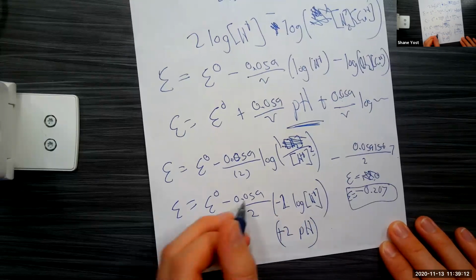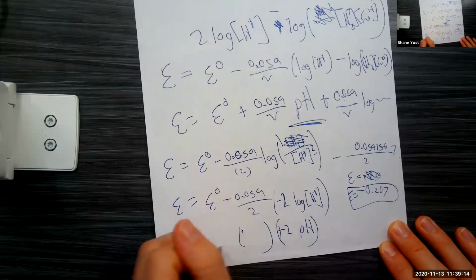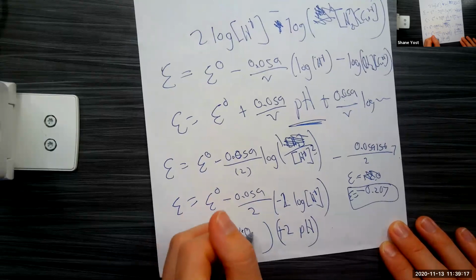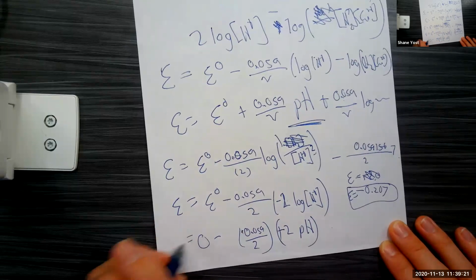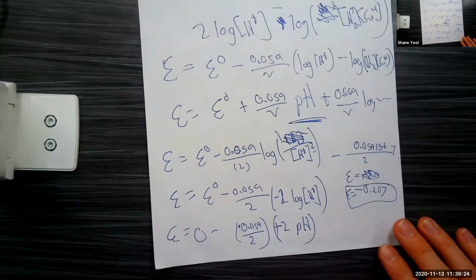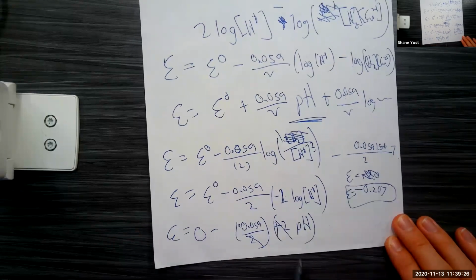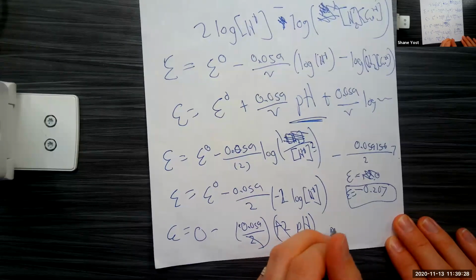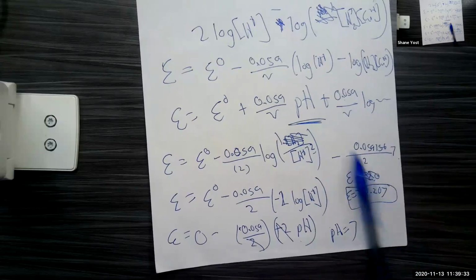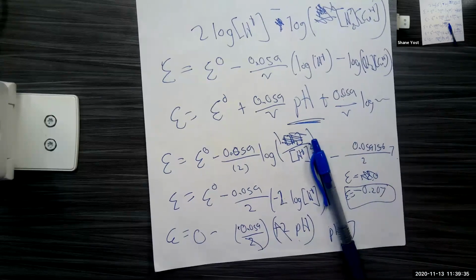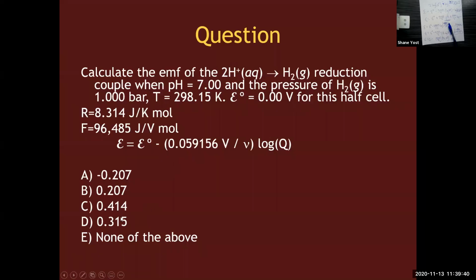So 2 times the pH, times negative 0.059 divided by 2. And then the standard cell potential is 0. And so those 2's cancel, and the pH is 7. So you get 7 times 0.059, blah, blah, blah. Actually, as I did the math quickly in my head, without working it out in detail, it should be negative 4.14.